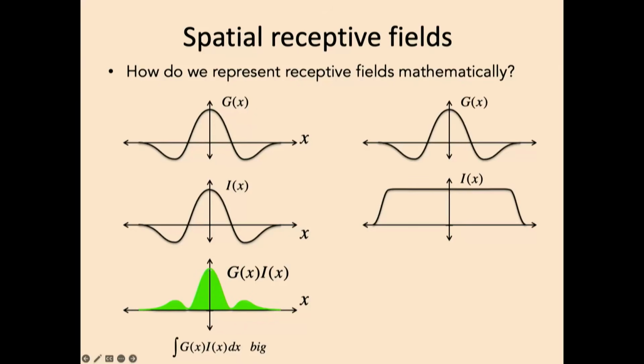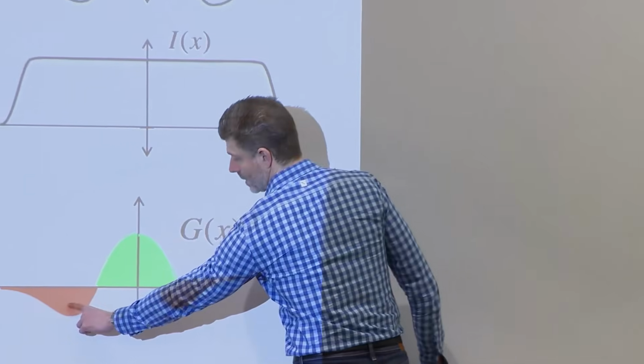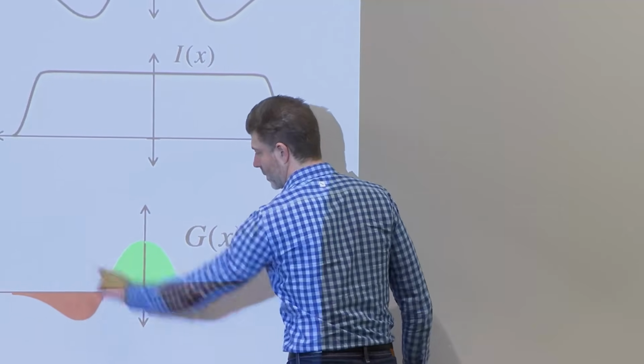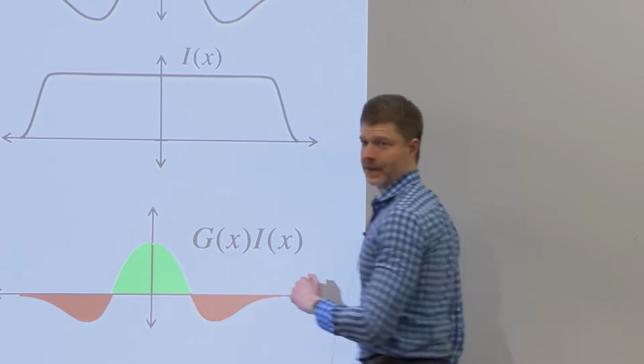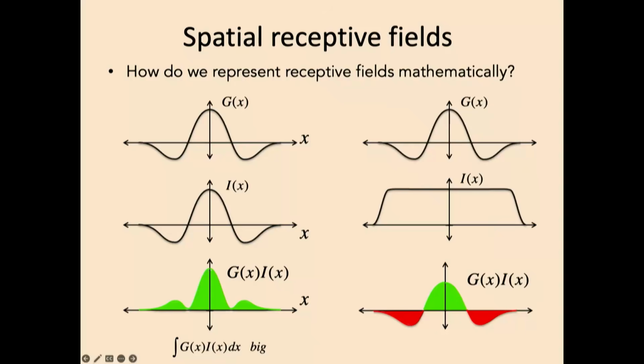A big response. By comparison, here's the same filter, but now applied to a fairly uniform image. Now the image is positive everywhere, and that means that where the filter is negative, we get negative numbers as the product, and where the filter is positive, we get positive numbers. When we add all this up, the negative numbers partially cancel out the positive numbers, and so we get a smaller response.